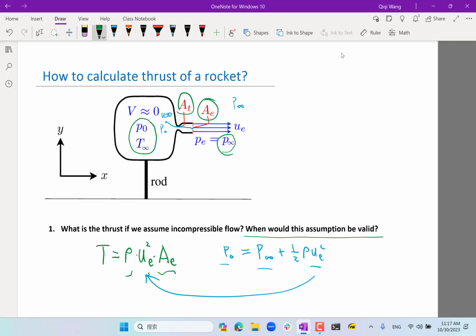You have to calculate the velocity at the throat, right? So this is actually the first half of the question. We can just use the incompressible relationship, but for the second part of the question, we have to use some knowledge from compressible flow. So now the question is, how do you calculate the Mach number at the throat?